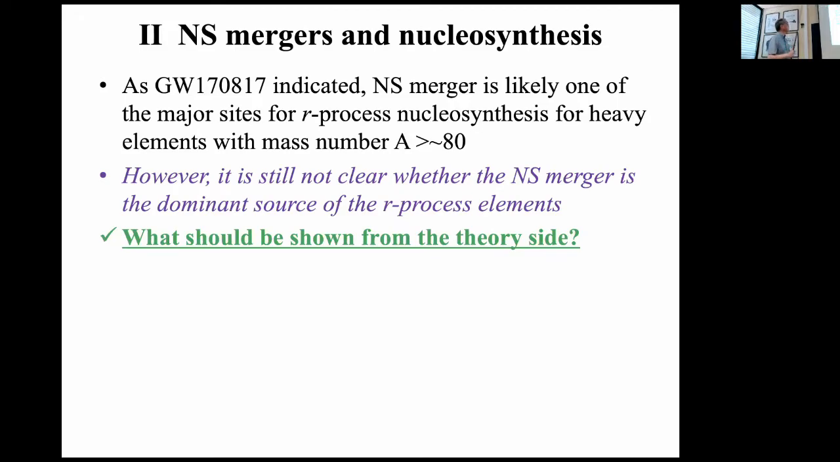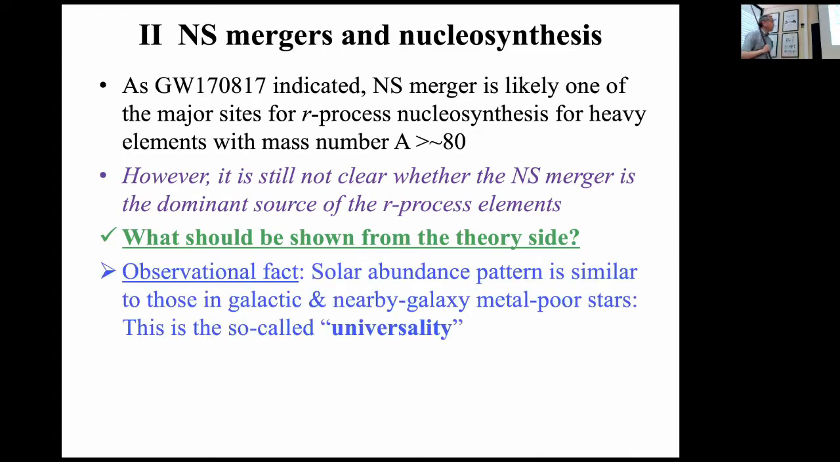I believe that the neutron star merger is likely to be the major site for the r-process, but we have to show from the theory side whether this hypothesis is correct or not. And to prove this hypothesis, we have to reproduce observational facts. One very important observational fact is that we have an abundance pattern for these elements in our solar system, called the solar abundance pattern.